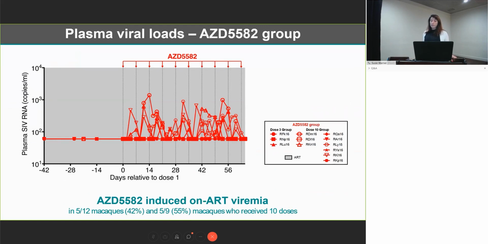But in contrast, you can see here that 5 animals treated with AZD5582 experienced on-ART sustained viremia. Those 5 monkeys represent 42% of all of the monkeys that were treated with AZD5582, and 55% of those who received 10 doses of the SMAC mimetic.